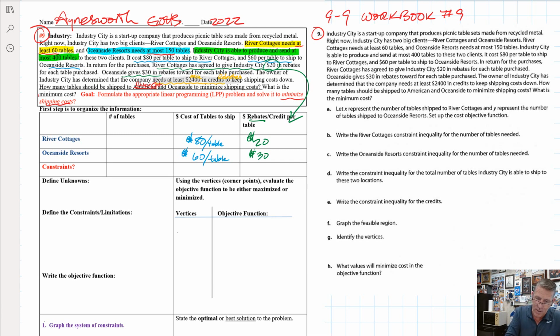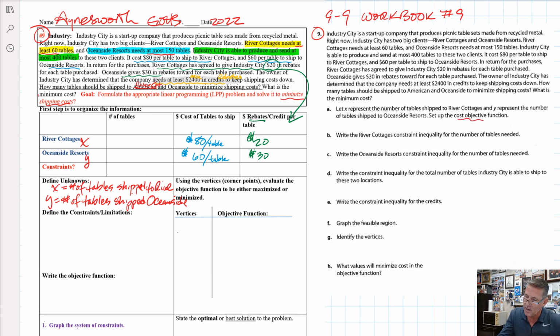So let's define our unknowns. x is going to be equal to the number of tables shipped to River. y is going to be equal to the number of tables shipped to the Oceanside resorts. So you have to know what your variables represent, even before you begin, because you don't know what to do unless you know what they represent. Okay, so x represents the number of tables shipped to River Cottages, and y represents the number of tables shipped to Oceanside. Okay, so that's part A.